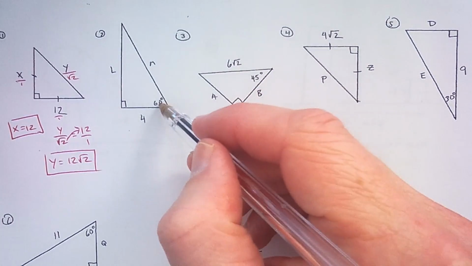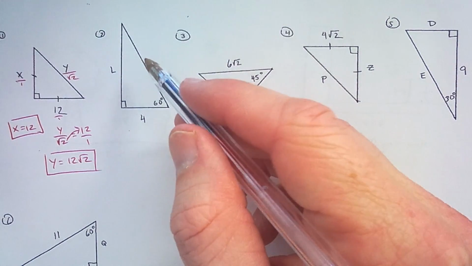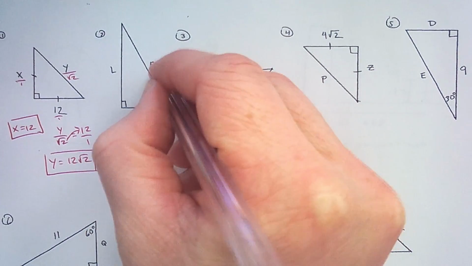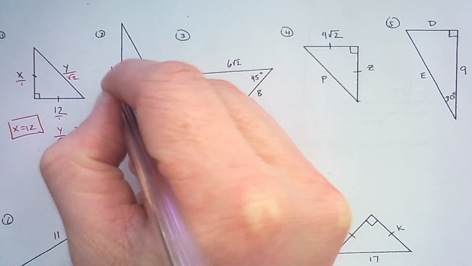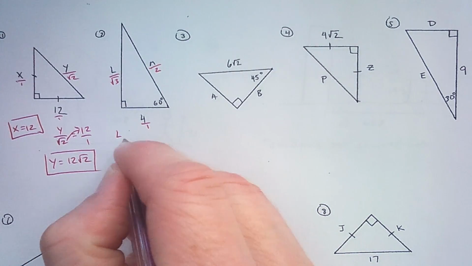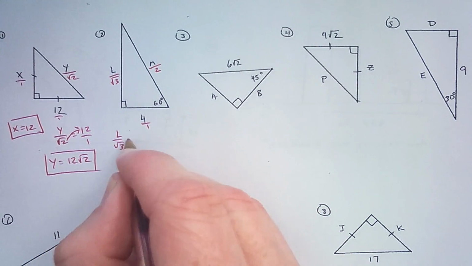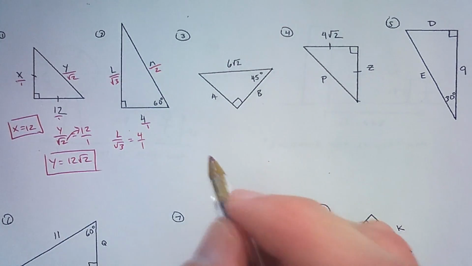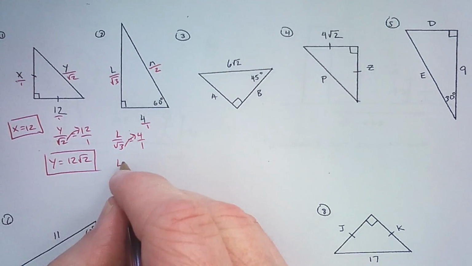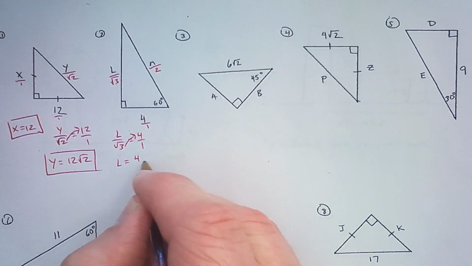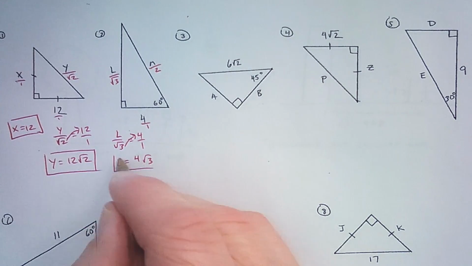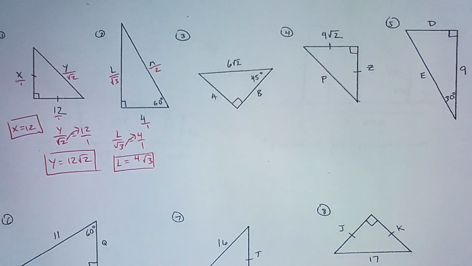Our next one has a 60 and a 90, so it's a 30, 60, 90. And in a 30, 60, 90, the short leg is to 1 as the hypotenuse is to 2 as the long leg is to the square root of 3. So I've got L is to the square root of 3 as 4 is to 1. And I'm going to multiply that square root of 3 across. So I've got L is 4 times the square root of 3, and that's over 1, so I don't need to write that. So there's L.